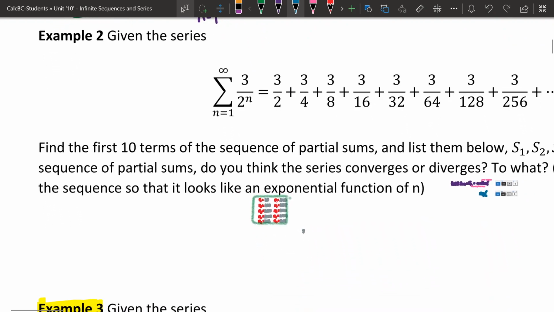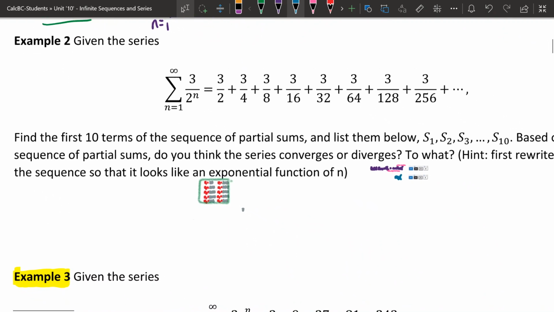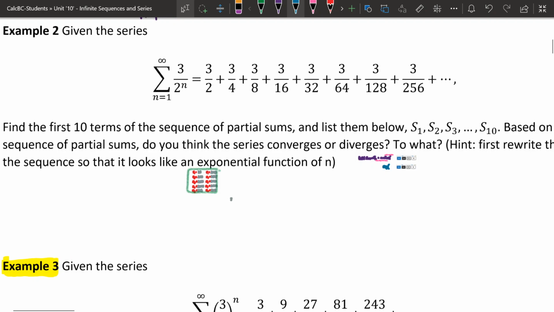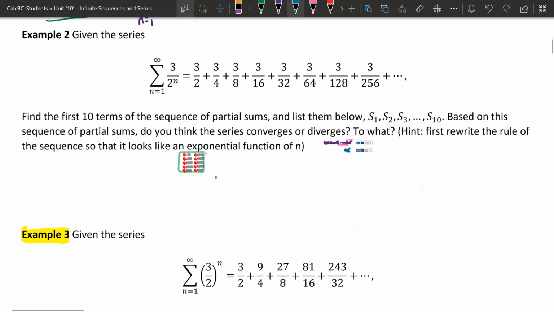Okay, looking at example 2. It says, given this series, 3 over 2 to the n from 1 to infinity, and it gives us both the sigma notation and the list form there. It says find the first 10 terms of the sequence of partial sums and list below. Based on this sequence of partial sums, do you think the series converges or diverges, and to what? All right, and it gives us a hint there.